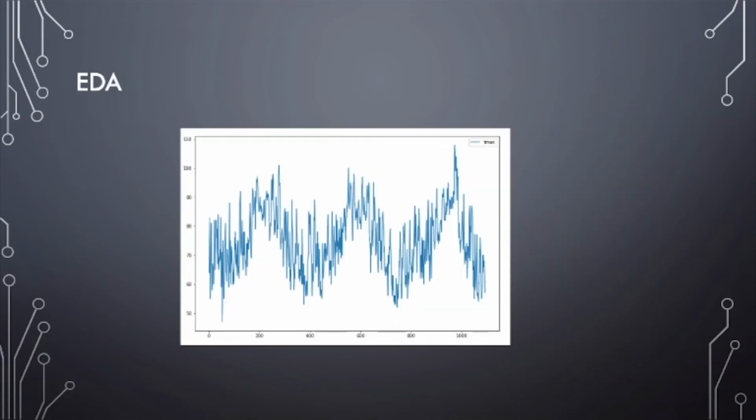We can also see a graph of this. As you can see, it's going up and down, which indicates that it gets hotter in the summer and colder in the winter, which would make sense.